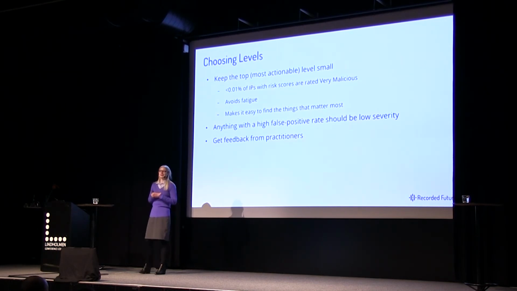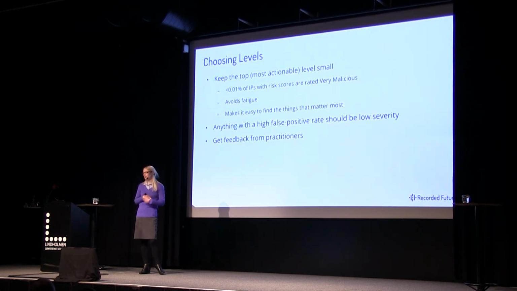When figuring out your categories, it's, of course, useful to look at your data. When possible, it's best to keep your top most actionable level on the small side. For example, for us, less than 0.01% of our IPs with risk scores are in our very top level. Part of that is to avoid fatiguing your users.